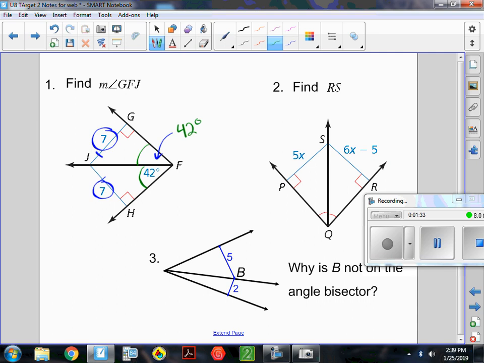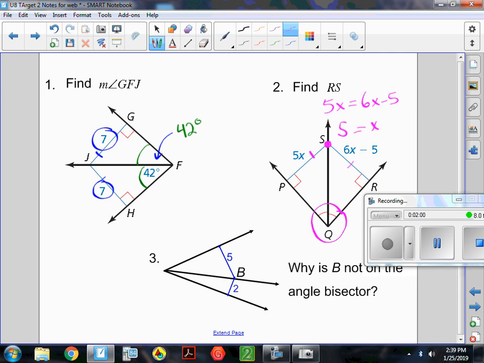For example, number 2, we are told down at the bottom by angle Q that SQ is an angle bisector, or QS as a ray. That means that point S, since it's on the angle bisector, is the same distance from sides QP and QR. And since it's the same distance, we can say 5x equals 6x minus 5 and solve that for x equals 5.